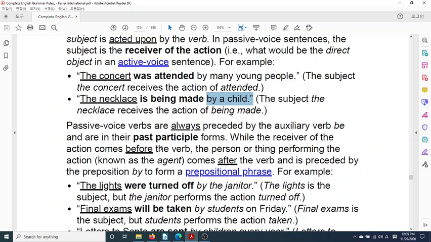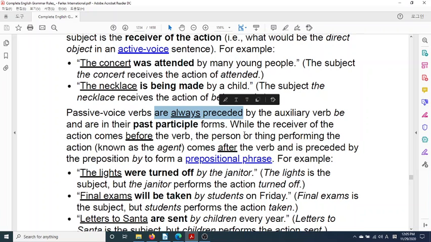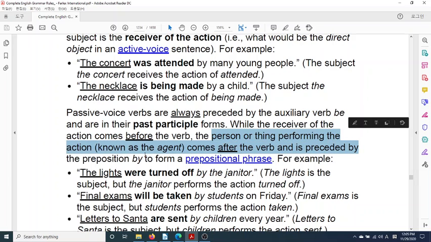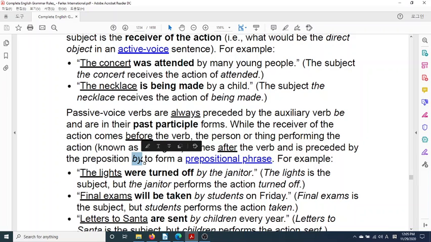Passive voice verbs are always preceded by the auxiliary verb be. So is, was, right? They are the highly irregular verb be. Is, was, were, be, been, am, right? While the receiver of the action comes before the verb, the person or thing performing the action, the agent, comes after the verb, and is preceded by the preposition by: by a child, by many young people.